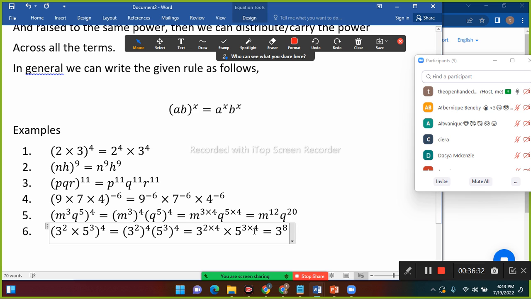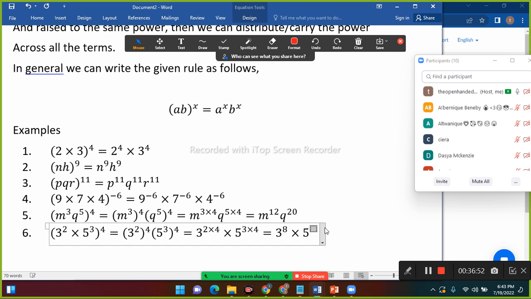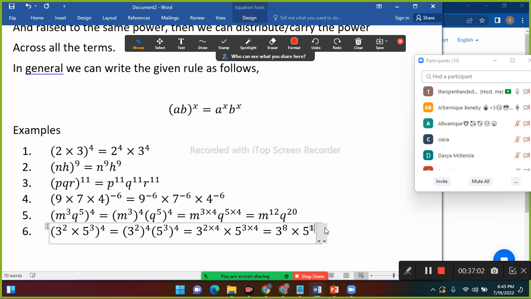And Albernic, what is 3 times 4? Albernic, are you here? 3 times 4. Oh, 3 times 4, sorry, that's 12. So it's 8 times 12. 3 times 4, excellent.